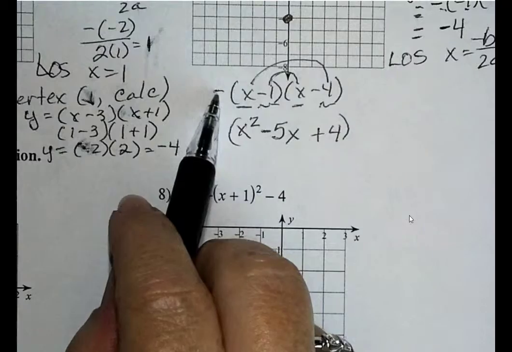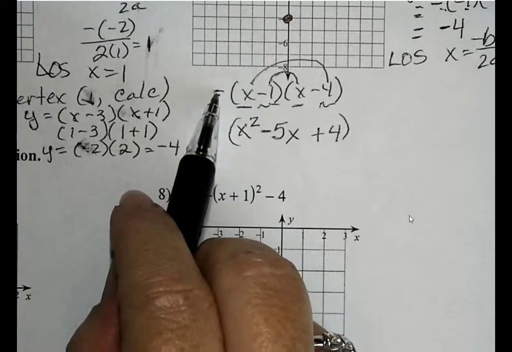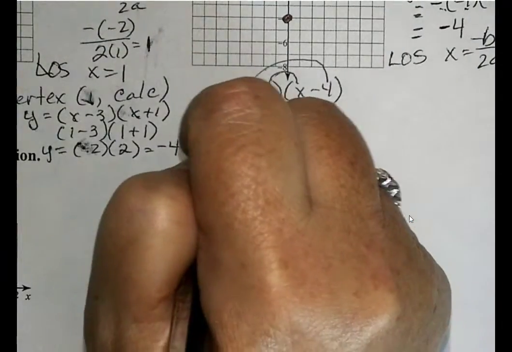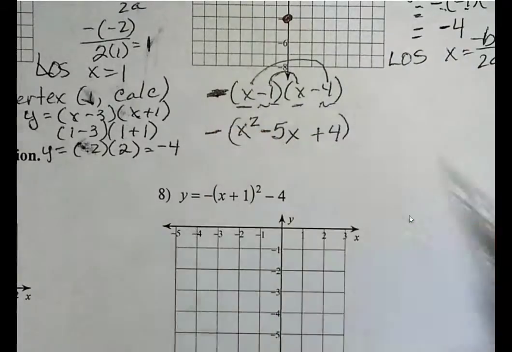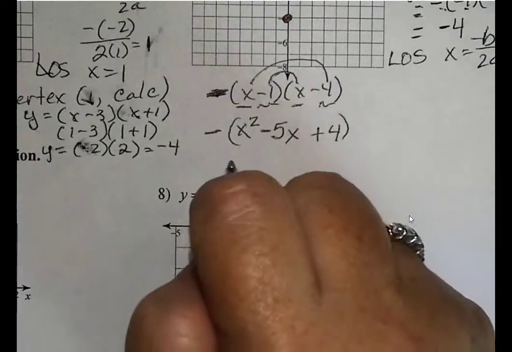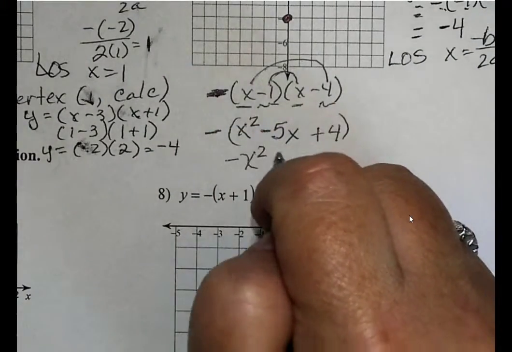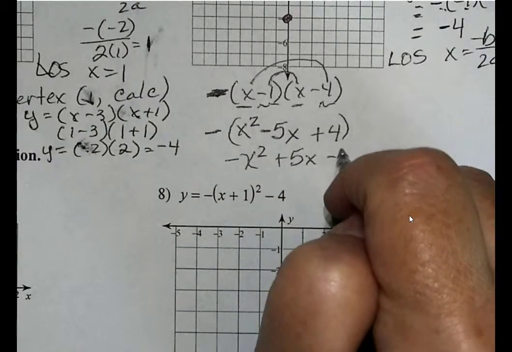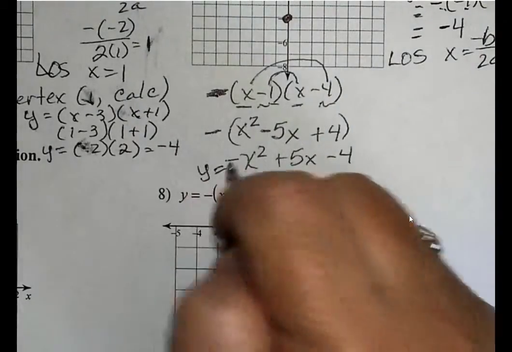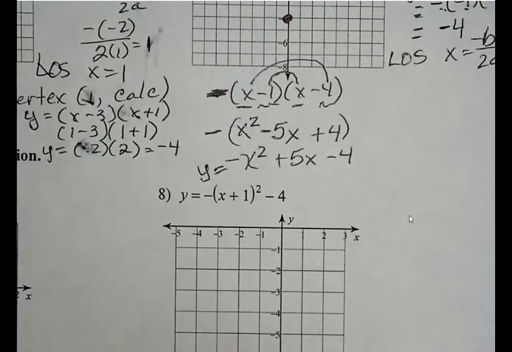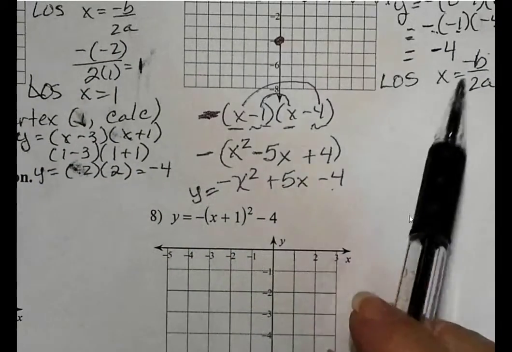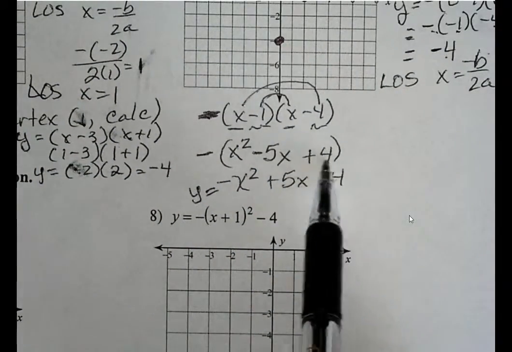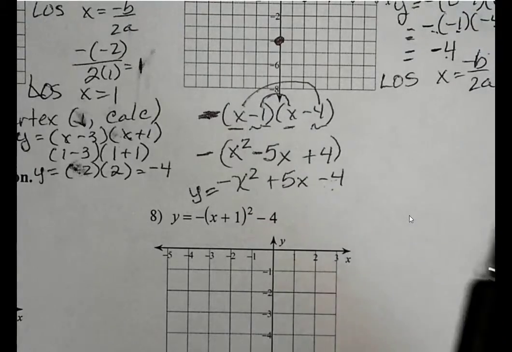And I cannot forget that I had this in the problem. It says take the opposite of all that. So when I take the opposite of all of that, I'm going to have the opposite of x squared minus 5x plus 4, which is negative x squared plus 5x minus 4. And that is my new equation. Oh, and look, my y-intercept is the same, right? So you can always do the y-intercept this way.